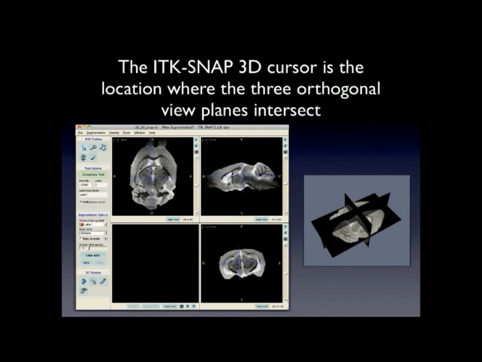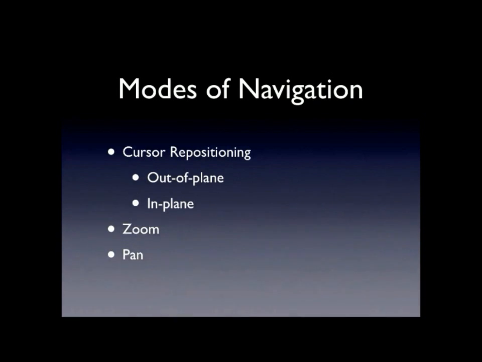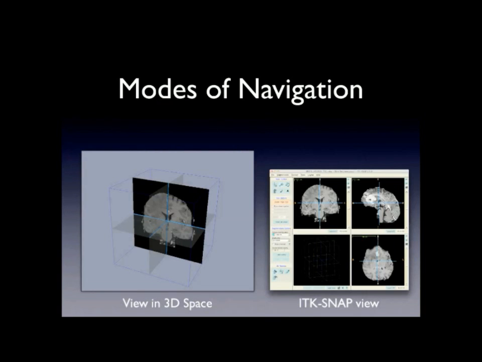And as we move the 3D cursor in one of these view planes, we're going to be sliding these slices back and forth in the other view planes, and I'll demonstrate that. So this is just a blow up of what the cursor looks like. There are 4 different ways of navigating around the 3D image in ITK-SNAP. 2 of them can be thought of as cursor repositioning. We can move the cursor in and out of the plane in the current view, and we can move the cursor in plane. And then we can zoom and pan. Now I'll demonstrate these.